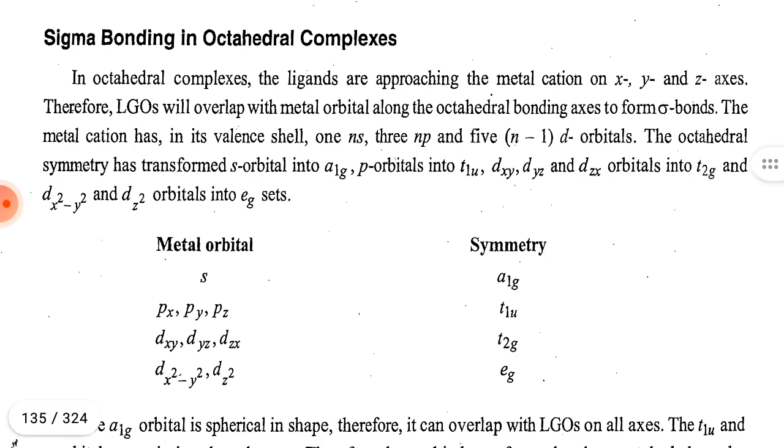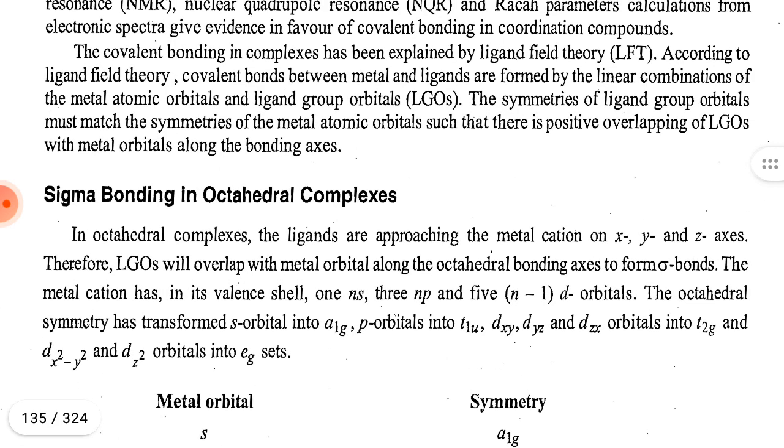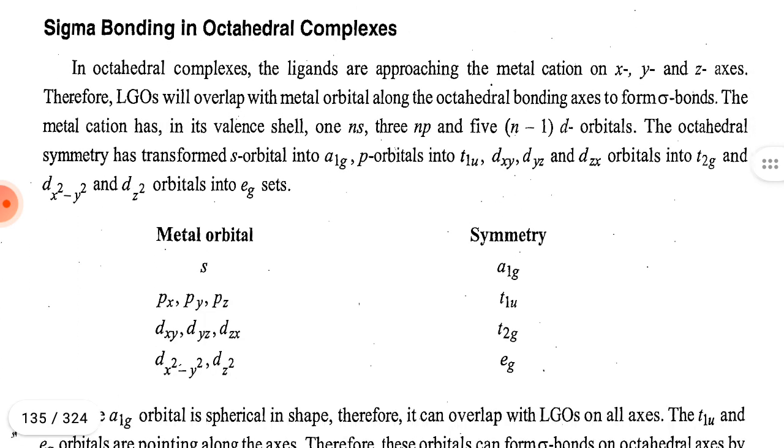Sigma bond in octahedral complexes. In octahedral complexes, the ligands are approaching the metal atom on the x, y, and z axes. Therefore, ligand group orbitals will overlap with metal orbitals along the octahedral bonding axes to form sigma bonds.